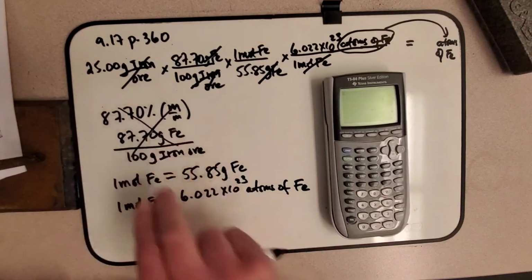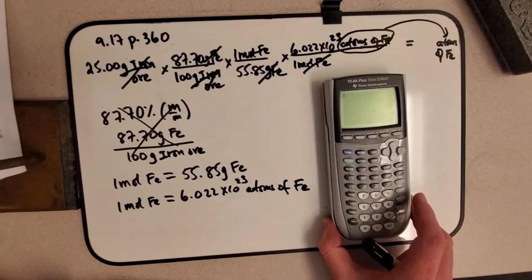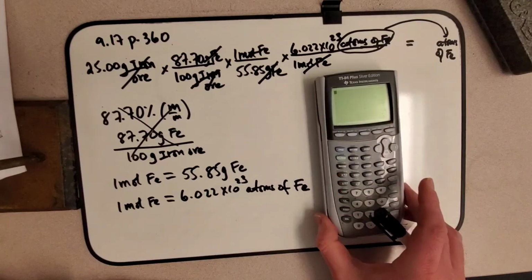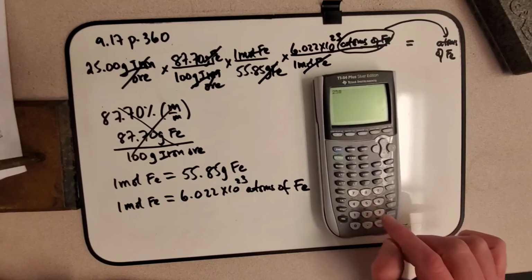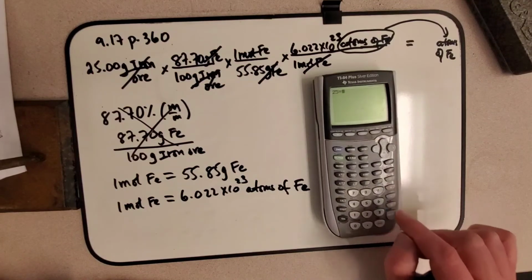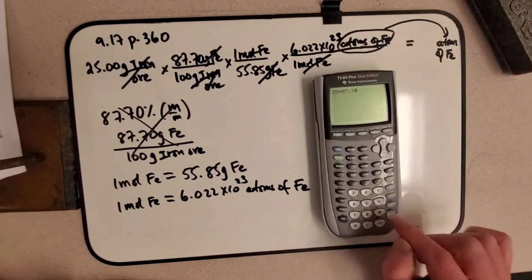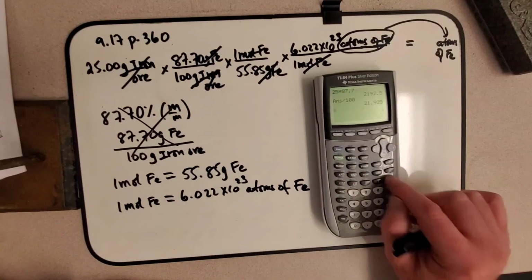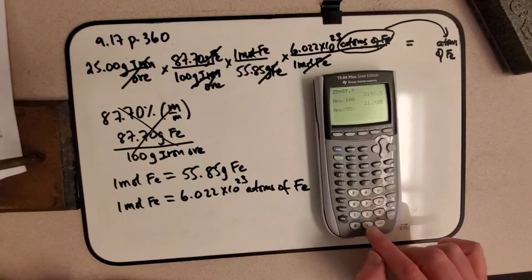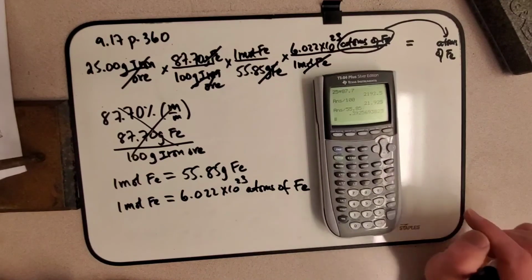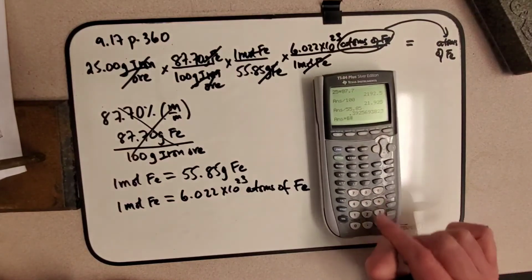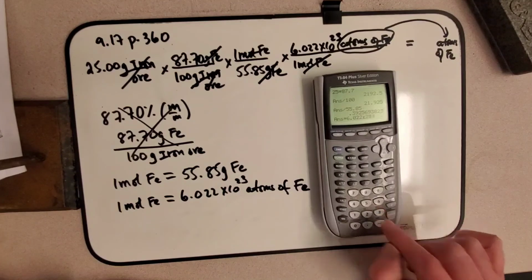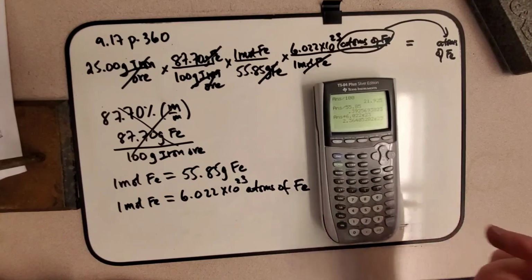Just do one step at a time, because you can accidentally miss this 100 and 55.85, and you're going to wind up with the wrong answer. Okay, let's do it. So you got 25 times 87.7 divided by 100, divided by 55.85, since it's in the denominator, and multiply the numerator by 6.022 times 10 to the 23 in my calculator. That gives 0.2022 times 10 to the 23, and that would be my final answer.